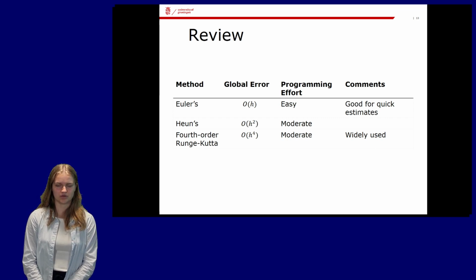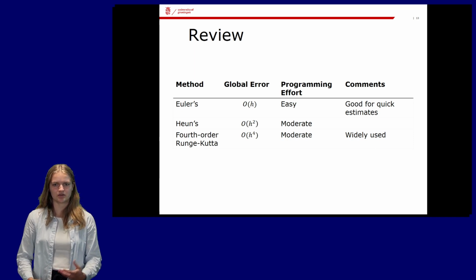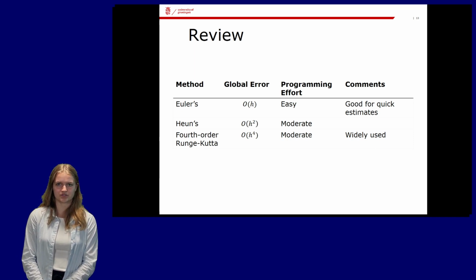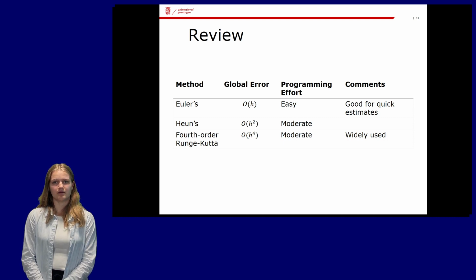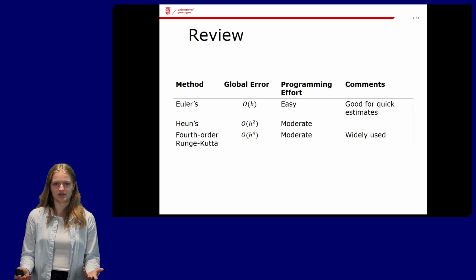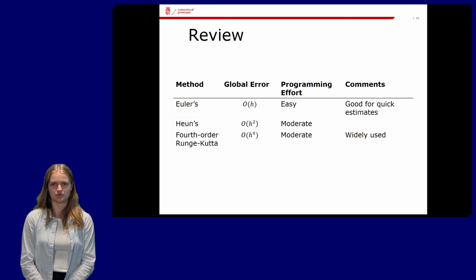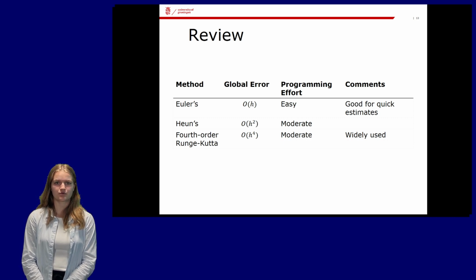Euler's method was the simplest method, easy to understand. Programming effort is also easy. However, it is the least accurate. That is the trade-off. But still, it might be useful for quick estimates. However, the fourth order Runge-Kutta method, because of its accuracy, is really the most widely used method.